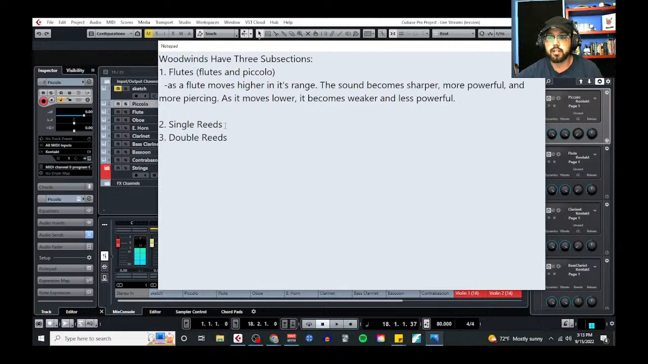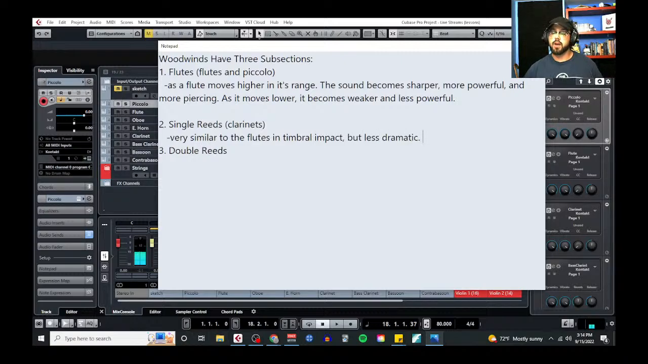But the single reeds, like the clarinets, and the saxophones are also single-reeded instruments, but the saxophones aren't really included in most orchestras. They're a significantly more recent invention compared to other instruments in the orchestra, and they just never got adopted in the same way that the others have. But the single reed is very similar to the flutes in timbral impact, but less dramatic. So yes, a clarinet does get more piercing, more powerful as it moves higher in its range, but not nearly to the same extent as a flute.